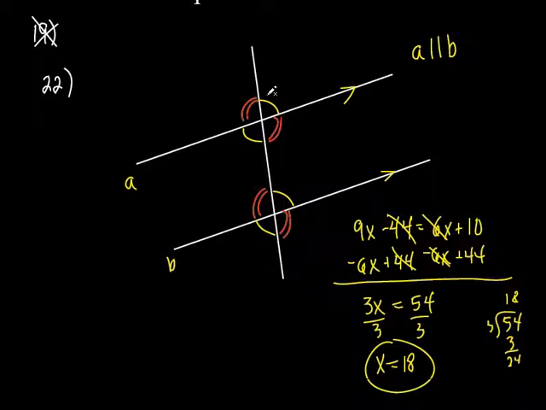Yeah, I just said you'll have some problems that say you'll have to label them as consecutive interior, alternate exterior, and corresponding. Right. But on this particular problem, you didn't really have to know the names of these, did you? You just had to know this, that all the yellow ones are equal to each other.